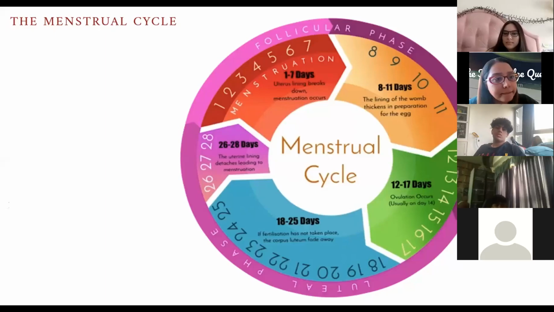To prepare for it, because the egg is going to be... so it has to prepare for it. Yeah, to prepare for the egg. To prepare for the egg or for something else? Is it for the egg?